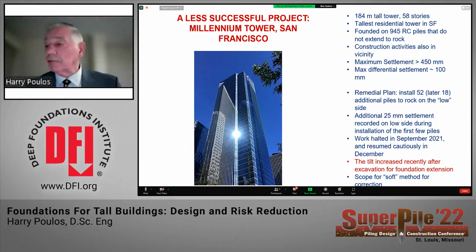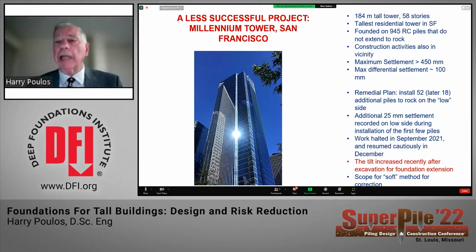It's founded on 945 reinforced concrete piles that are founded in a dense sand layer, but that do not extend to rock. There is, I understand, a clay layer of significant depth below the founding level of those piles. And in addition, to complicate the situation, there's been construction activity in the vicinity, and the maximum settlement has been quite substantial, and the maximum differential settlement has also been very substantial here, far in excess of what was anticipated.